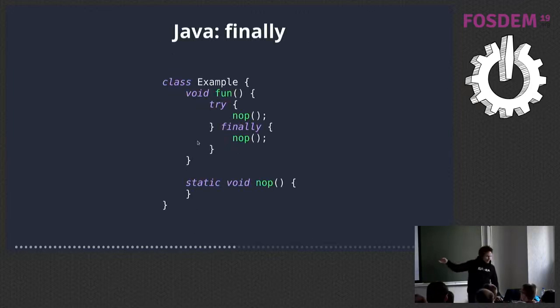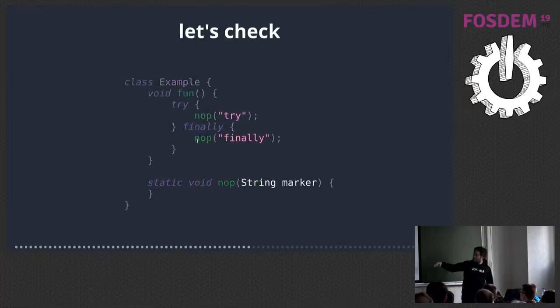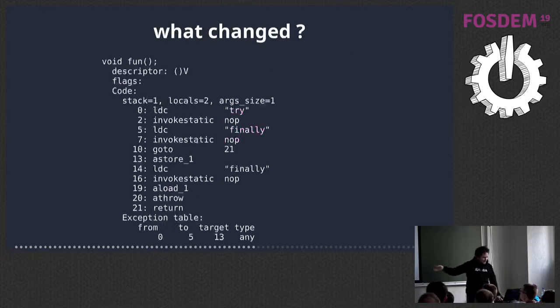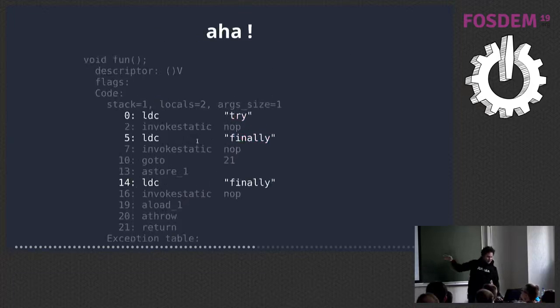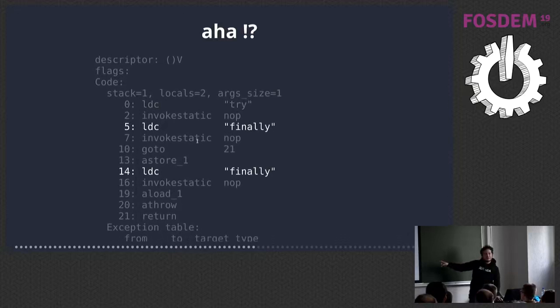It doesn't count. So to simplify our life, let's introduce a marker. So let's have a string, try finally. We again compile, decompile. What changed? We can see there is indeed 1 try inside, and 2 finally. We wrote 1, right? Why does this happen?